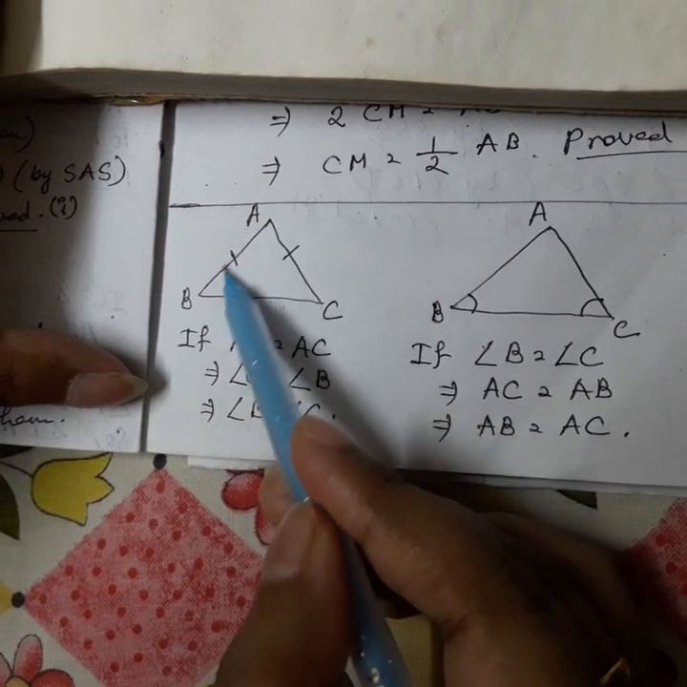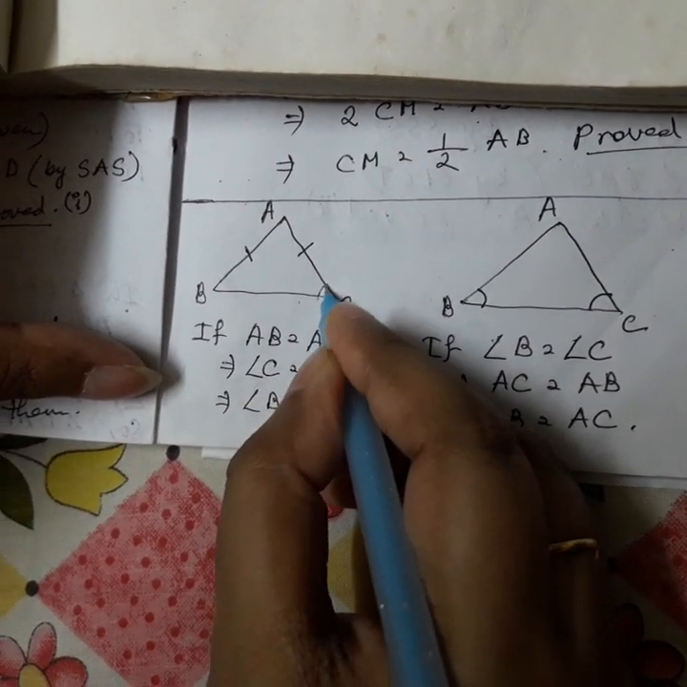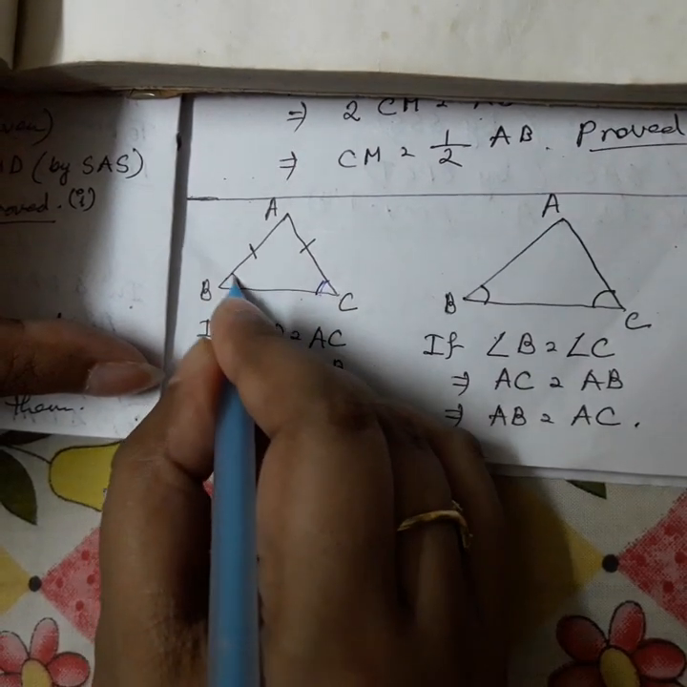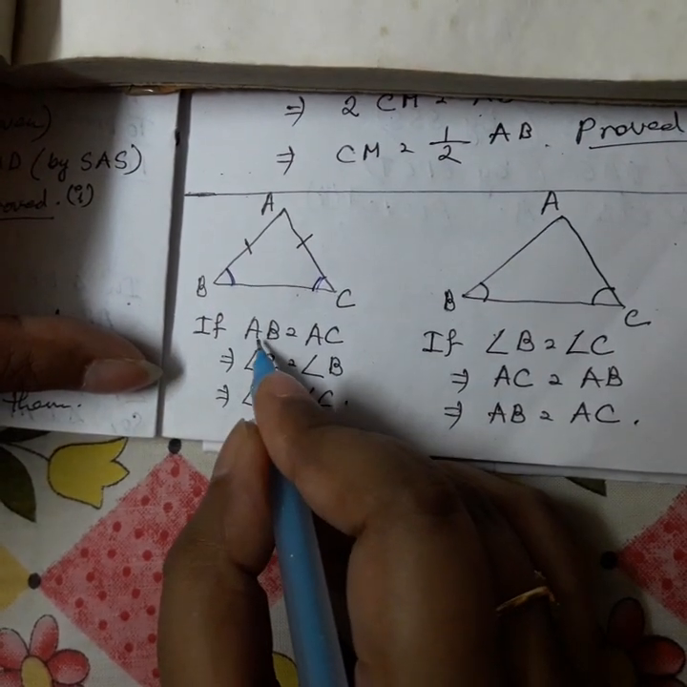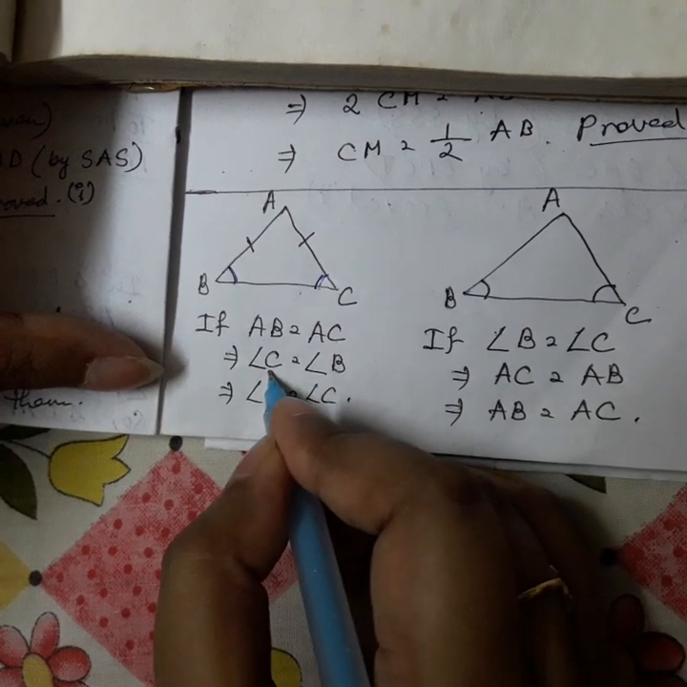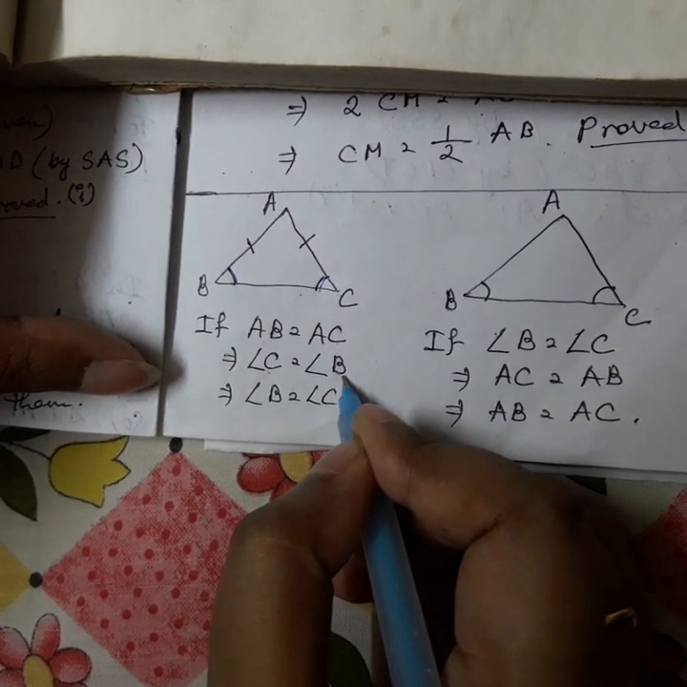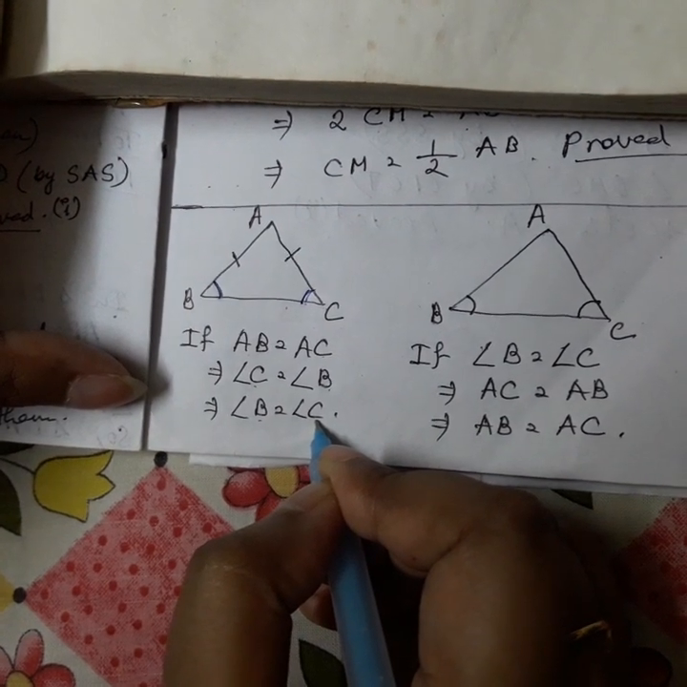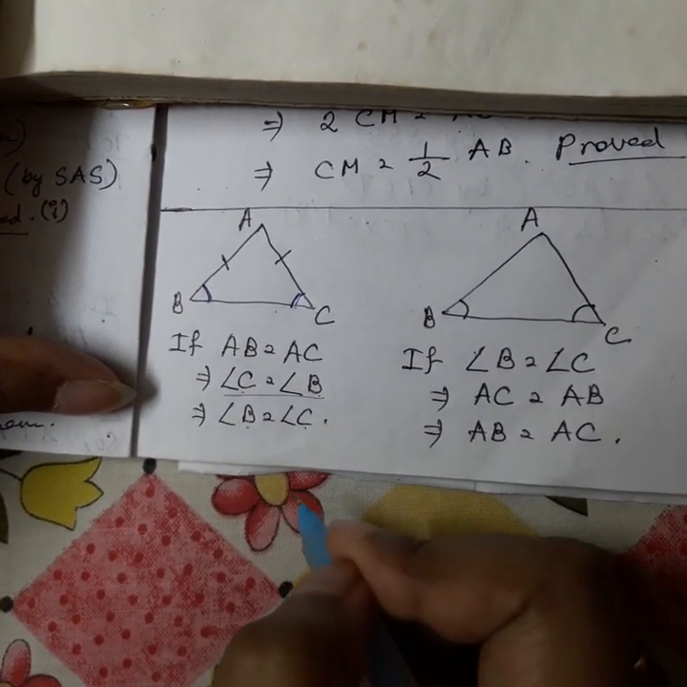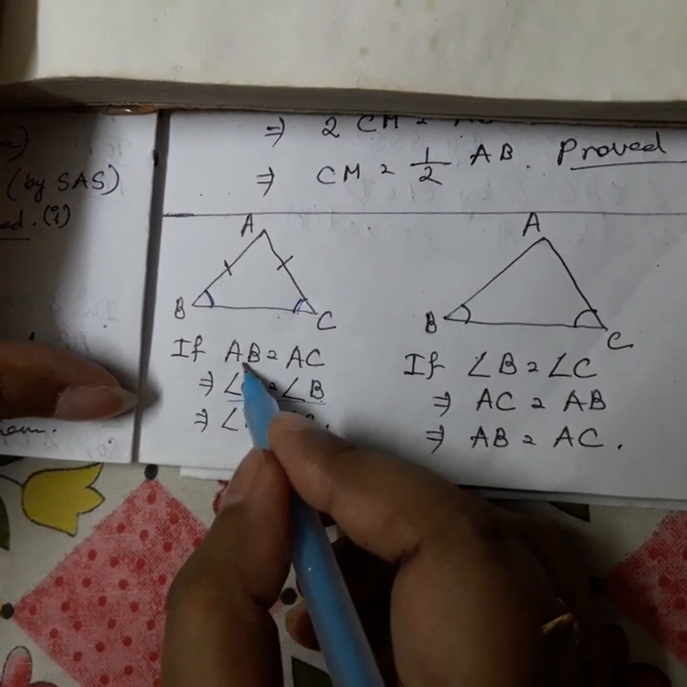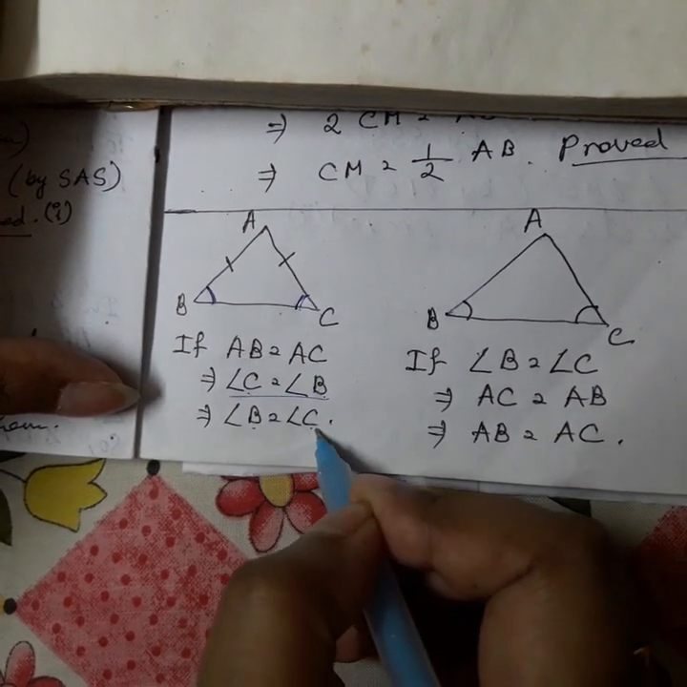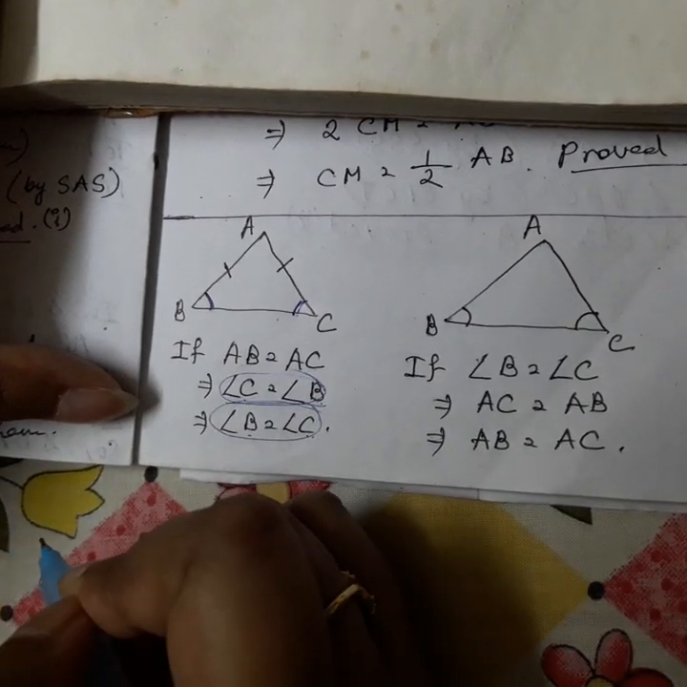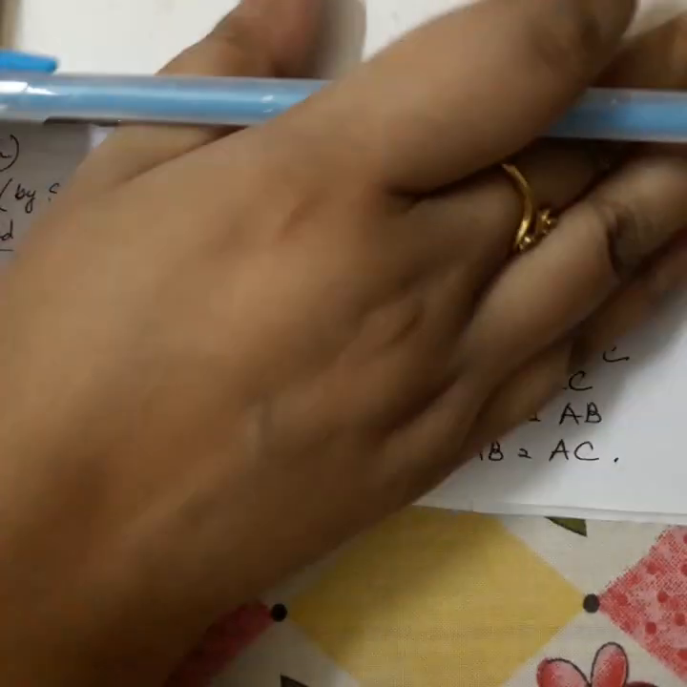Opposite to the side AB, what is the angle? Angle C. And opposite to the side AC, the opposite angle is B. So if AB is equal to AC, then angle C equals angle B, or we can write angle B equals angle C. If you follow in your book, this line is not given. It is given directly: if AB is equal to AC, angle B equals angle C. You can write either line; both have the same meaning.